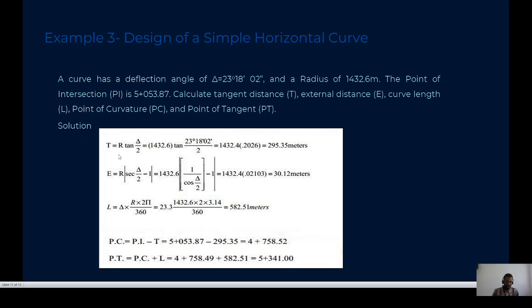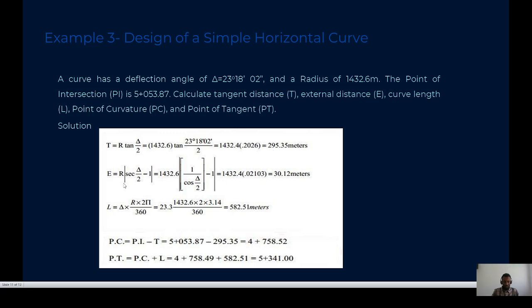The tangent will be radius times tan of delta over 2. The radius is already given, 1432.6, times tan of 23 degrees, 80 minutes, and 2 seconds divided by 2. So we get 295.35 meters. This example is in the metric system, so we use 3 digits.